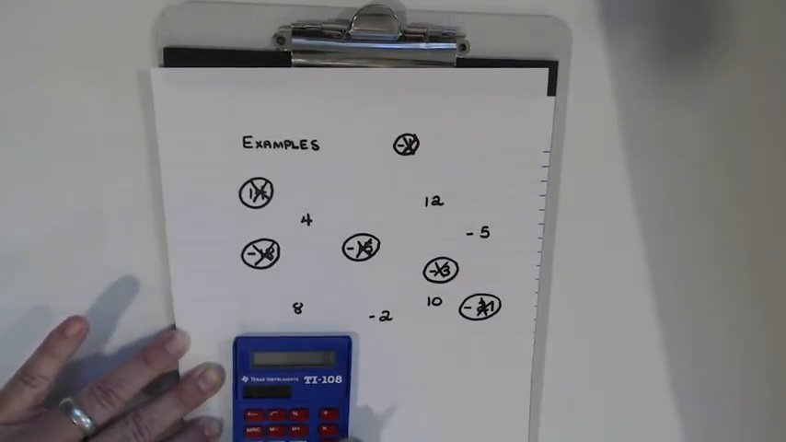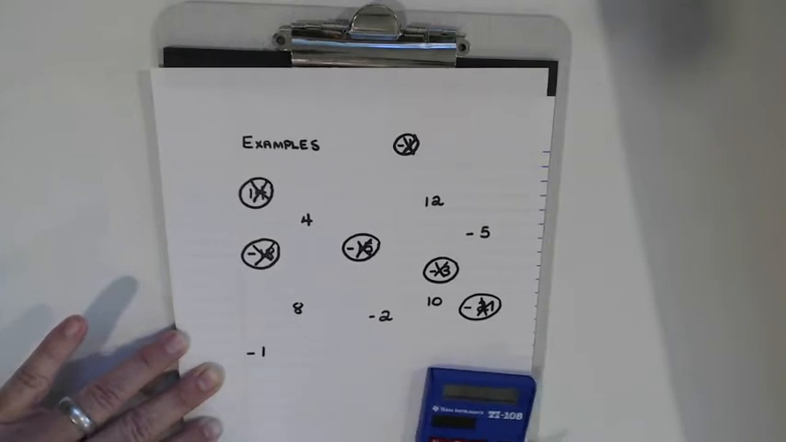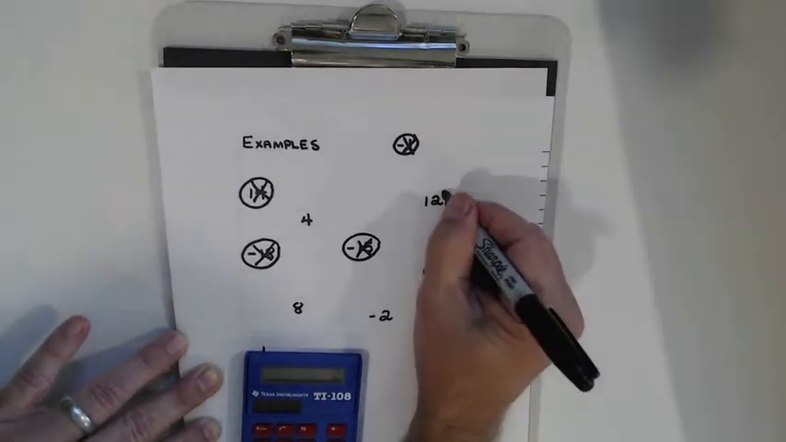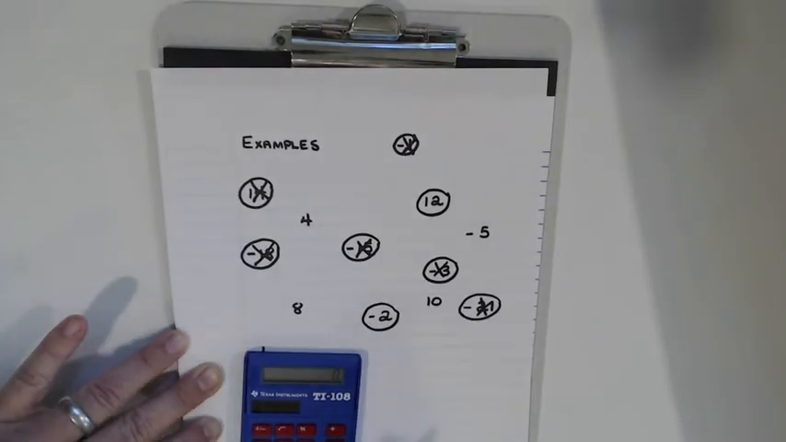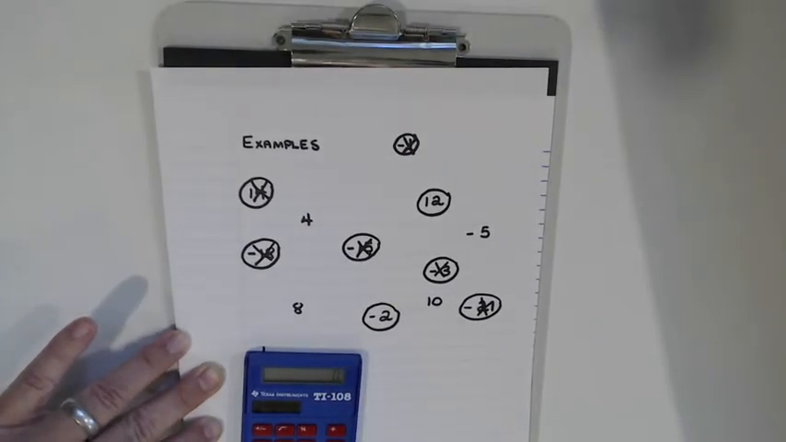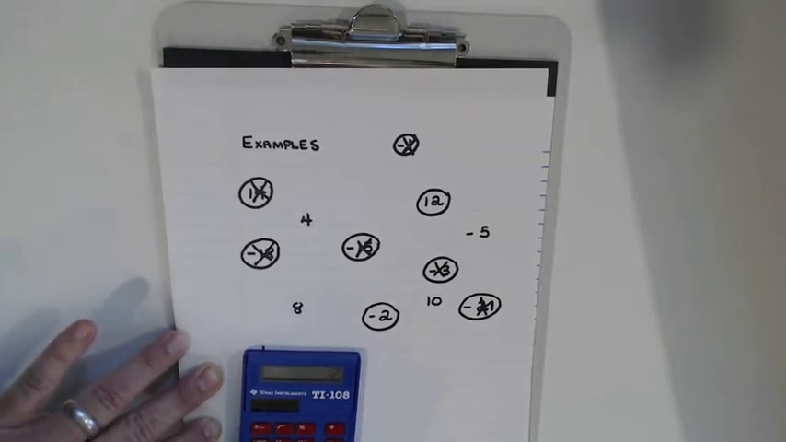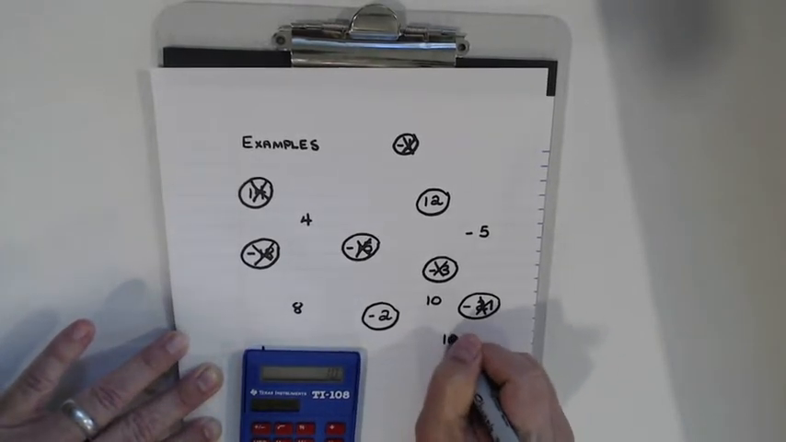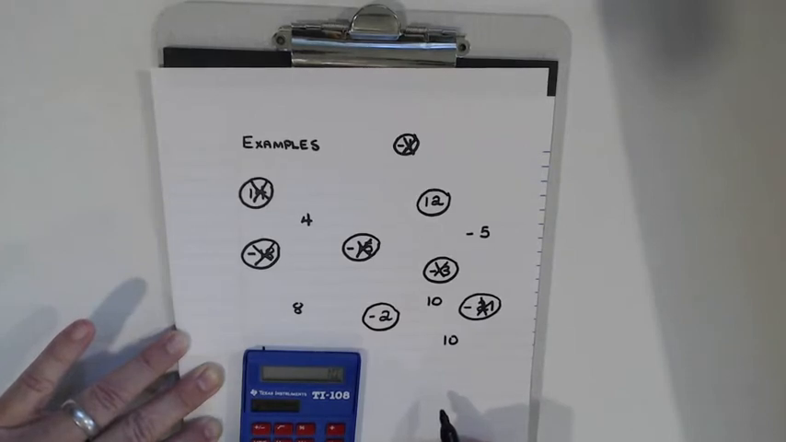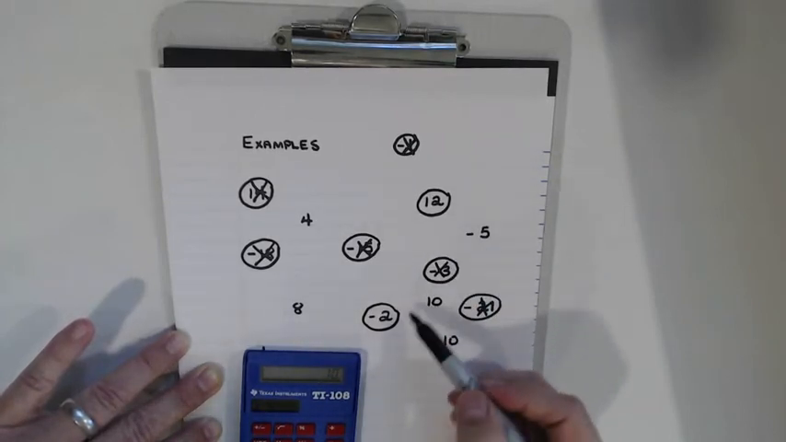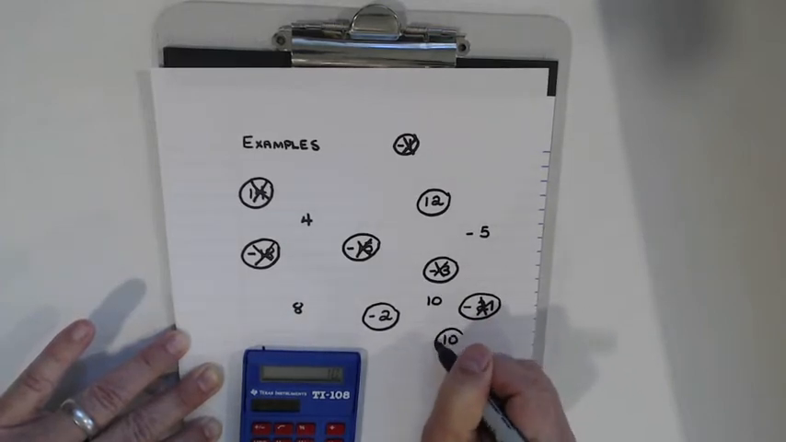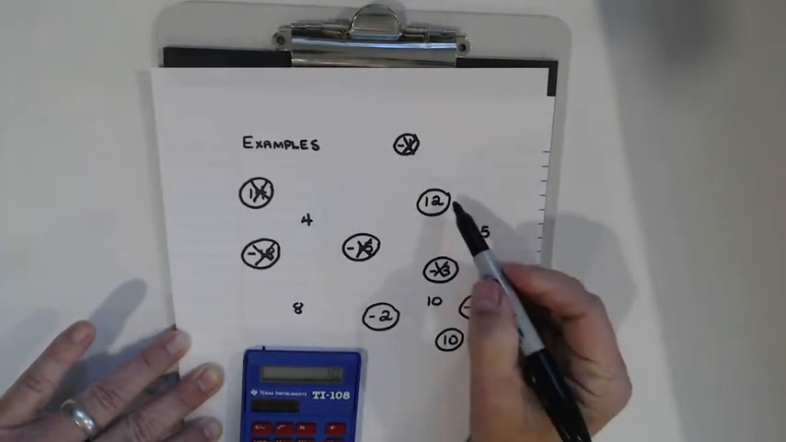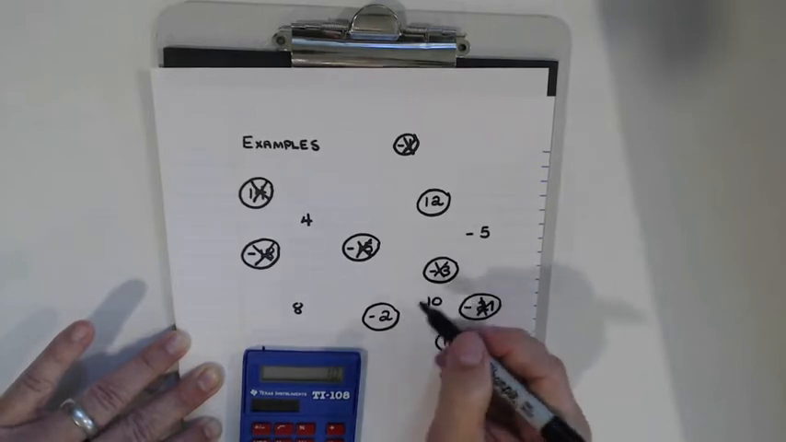Let's try two where the signs are different. Okay, I've got a 12 right here and a negative 2 right here. Signs are different. What am I supposed to do if the signs are different? Subtract. 12 minus 2, 10. Is my answer going to be positive 10 or negative 10? Well, I take the sign of the bigger number. 12 is bigger than 2, positive 10. That's what I get when I take a positive 12 and a negative 2 and put those two together.